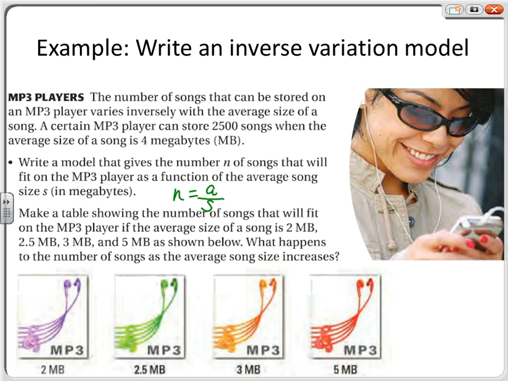Then let's solve for a, sorry, gotta solve for a. They gave me a piece of information. They said that a certain MP3 player can store 2,500 songs when you have 4 megabytes. So plug that in and solve for a. Alright, now I can rewrite my equation with a plugged in. I'm going to just go right down here.